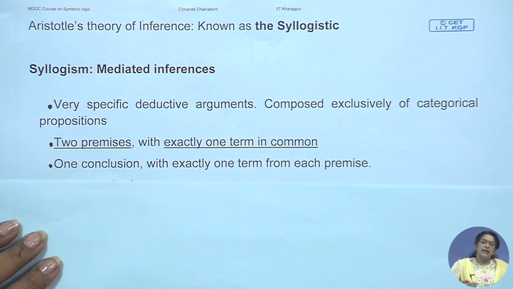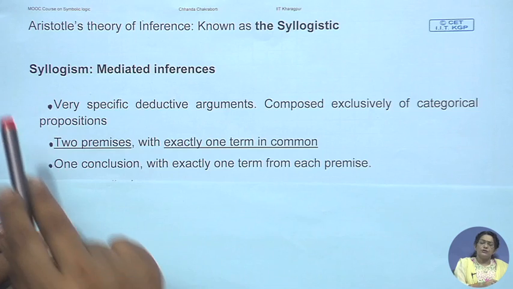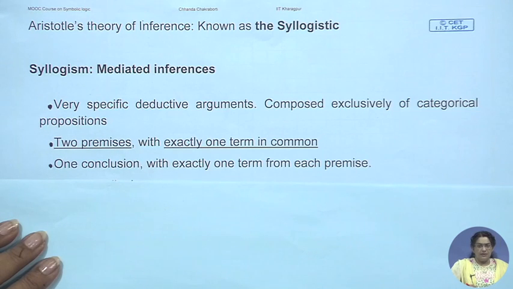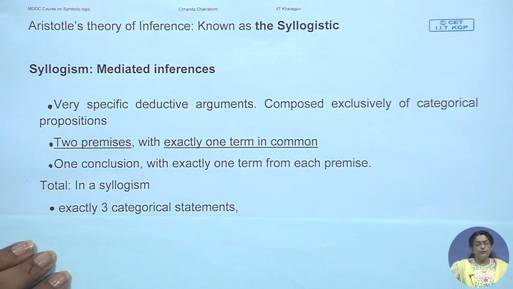The conclusion does not have any new class term appearing. What it will do is take one term each from the premises. So, whatever term introduction has to happen, that will happen only at the premise level. There will be a common term through which the terms will be linked, and the conclusion will repeat one term from each premise. That is how the syllogism works. So, in total in a syllogism, there will be three categorical statements, two premises, one conclusion, right.